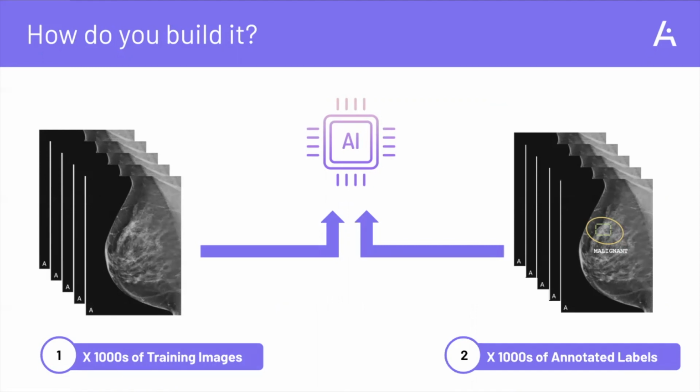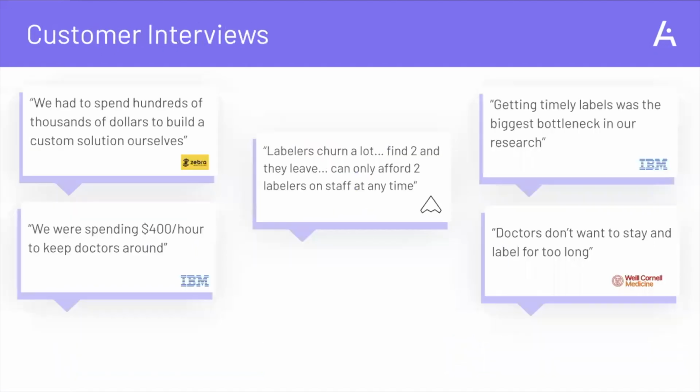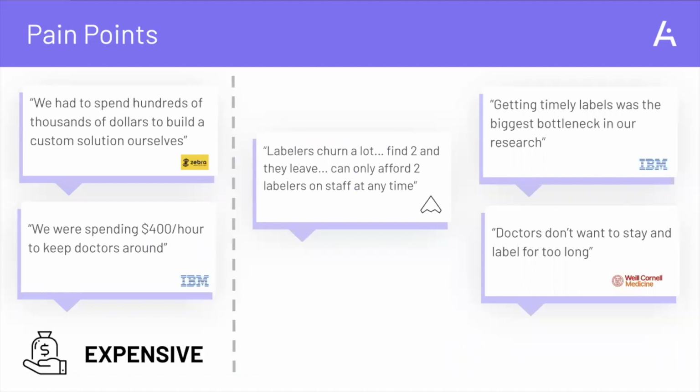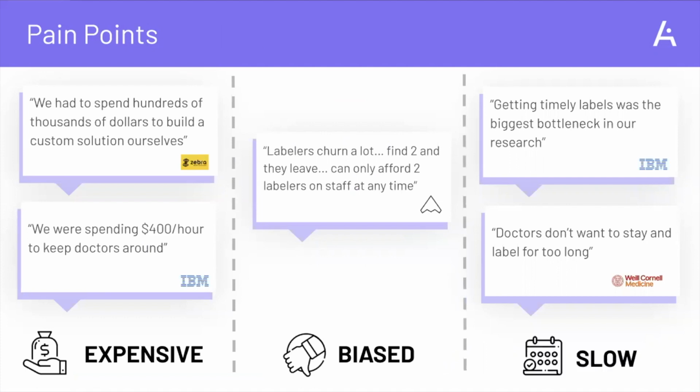Ashan and I learned this the hard way when we were working on our thesis in the medical research space, and we decided to talk to some practitioners to see if they were having similar problems. What we discovered is that there are three main pain points. One, labels are expensive. It can cost upwards of $300 an hour to label a data set. Two, it's biased, as the practitioners can only afford 1 to 2 labelers on staff at a time. And lastly, it takes a long time, as there is a high turnover rate among labelers.